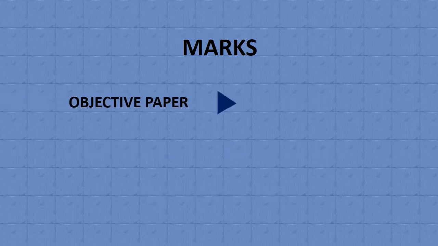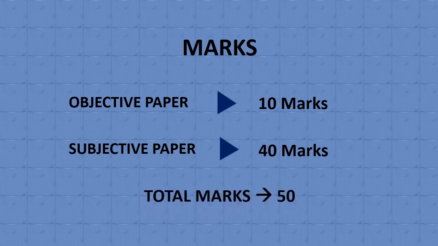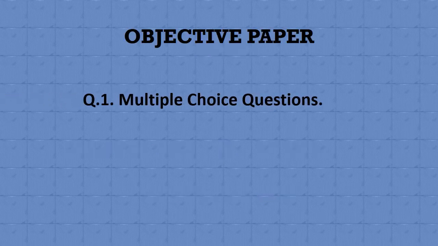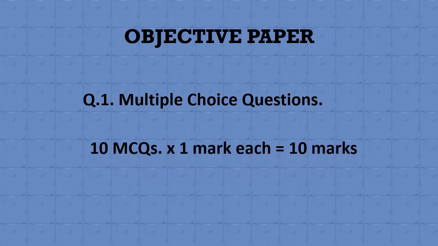The objective paper is of 10 marks and the subjective paper is of 40 marks. So the total marks of computer science paper are 50. Objective paper comprises of only one question, multiple choice questions. 10 MCQs will be given of 1 mark each, so the total marks are 10.